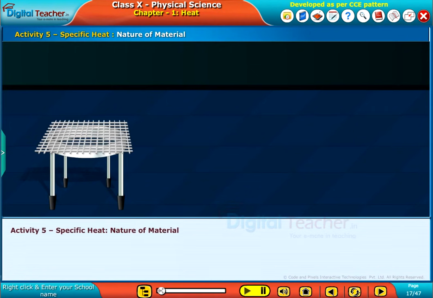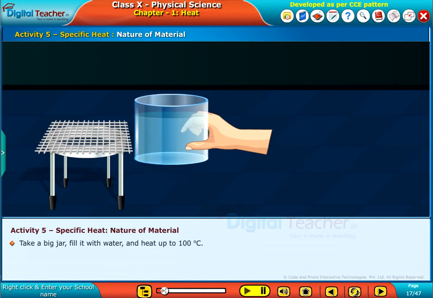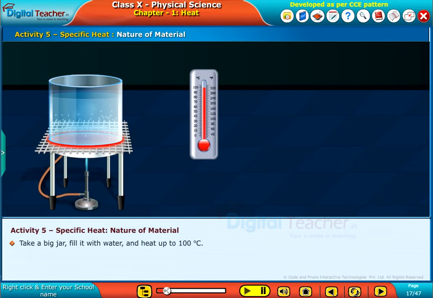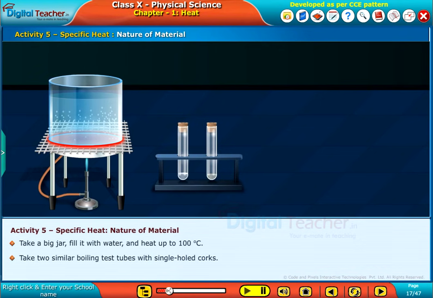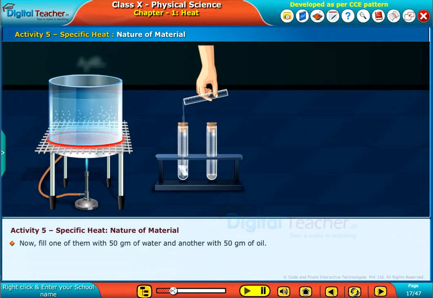Let us perform the activity. To learn about specific heat, take a big jar, fill it with water and heat up to 100 degrees Celsius. Take two similar boiling test tubes with single-holed corks. Now fill one of them with 50 grams of water and another with 50 grams of oil.